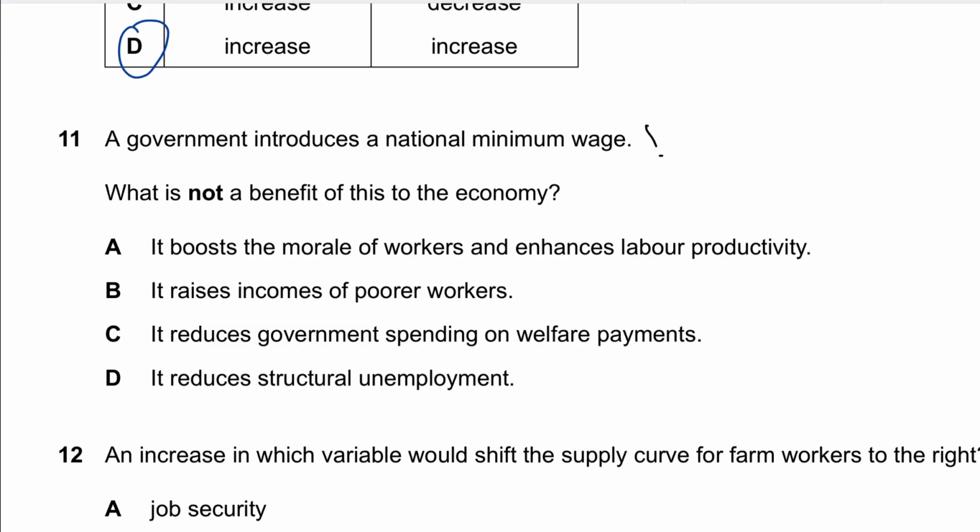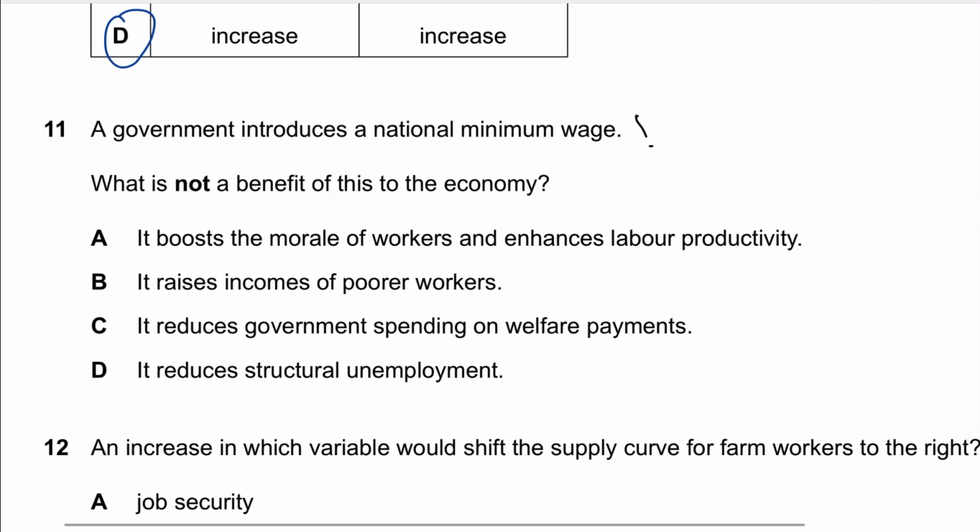Now, if you look at it, it says what is not a benefit. So usually remember that, don't just mark like that. Read the answer options first. It says what is not a benefit. So option A says it boosts the morale of the workers and enhances labor productivity. A is a benefit, because higher wages due to a higher minimum wage would improve workers' morale and productivity. B is also something that is correct.